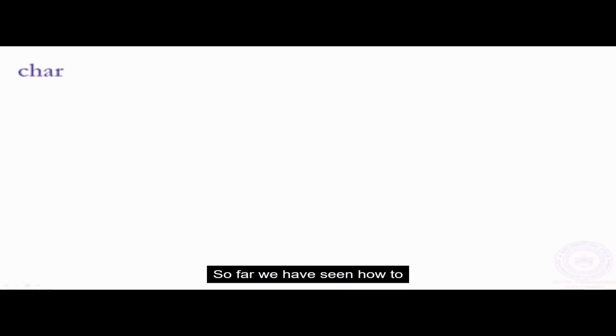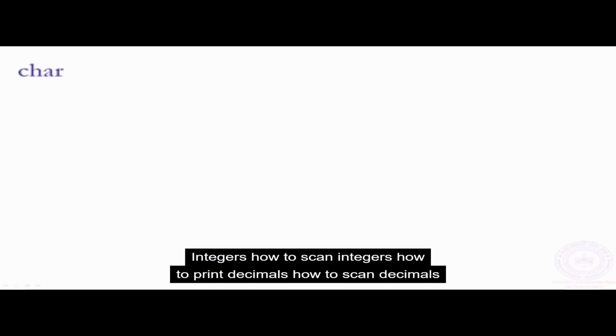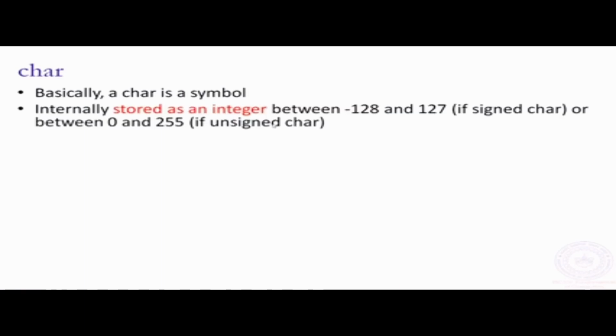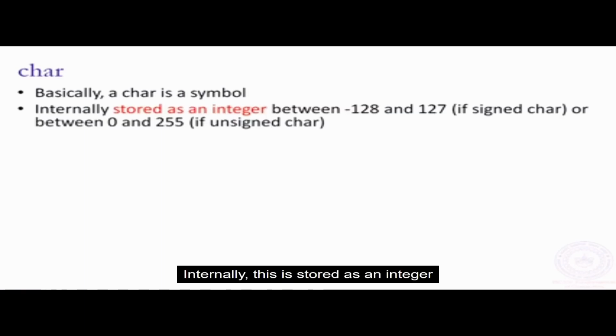We have seen how to print integers, how to scan integers, how to print decimals, how to scan decimals, and how to do arithmetic operations with them. Now, I will show you how to get letters into your computer such that C can do operations with the English alphabet as well. A char is basically just a symbol. Internally, this is stored as an integer between minus 128 and 127 in numeric count.